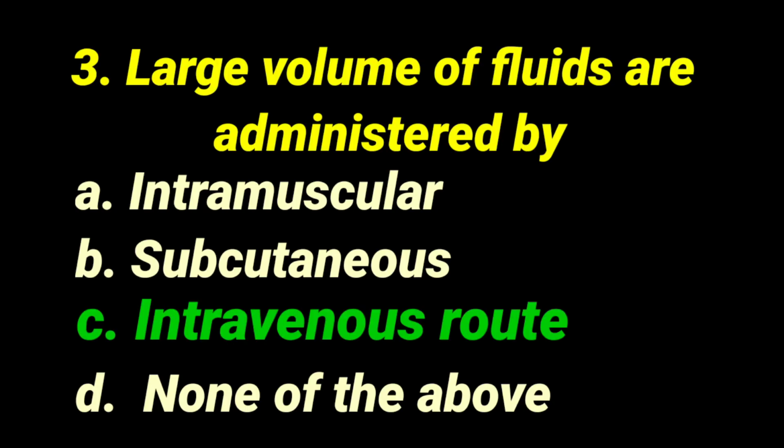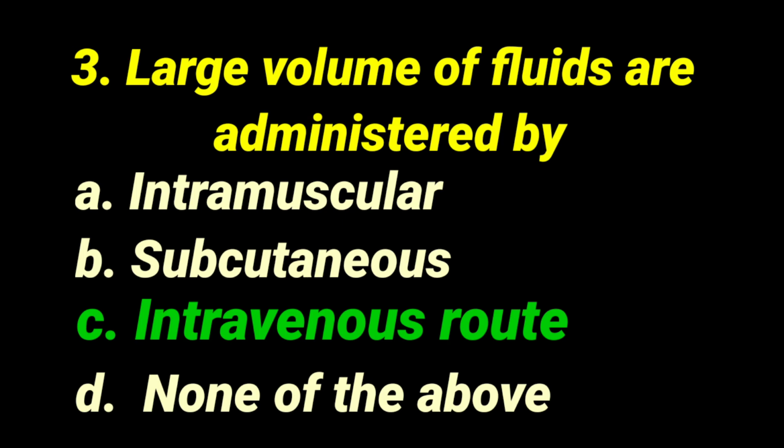Then the third question: large volume of fluids are administered by which route: IM route, SC route, IV route, and none of the above. IM means intramuscular, SC means subcutaneous, IV means intravenous. We have seen in hospitals large volume of fluids, for example sodium chloride 0.9%, dextrose 5%, then mannitol injection, I mean LVP, large volume parenterals, that is indicating the intravenous fluids. It will be administered through a vein because it has 100% bioavailability.